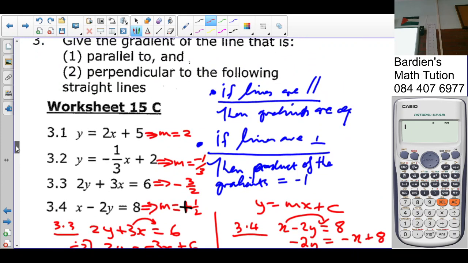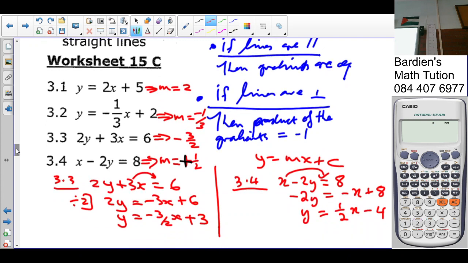Lines that are perpendicular. What does perpendicular mean? The product of the two gradients is negative 1. If I multiply 2 and 5, what do I get? Positive 1. But what is the condition? It must give you negative 1. So are 3.1 and 3.4 perpendicular? No. There's actually no relation here in terms of parallel and perpendicular. So it's neither.